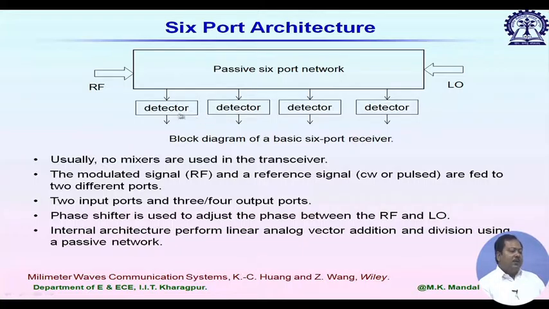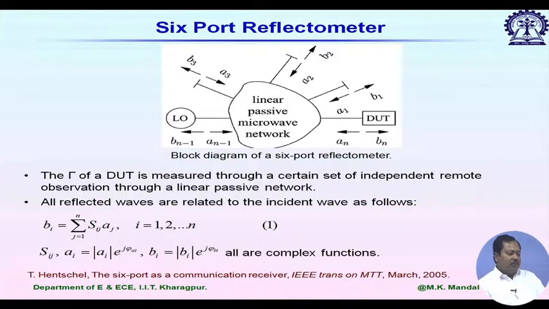Now, let me justify why we need these 4 detectors, 4 ports for these 4 detector diodes. Before that, let me first describe the working principle of a reflectometer. Then we will use the reflectometer as a receiver with some modification. So, look at the very basic N-port reflectometer in general.